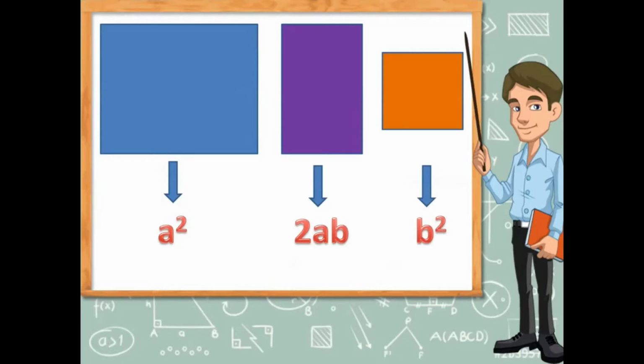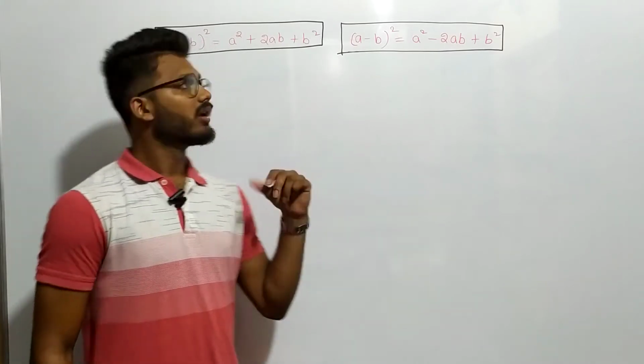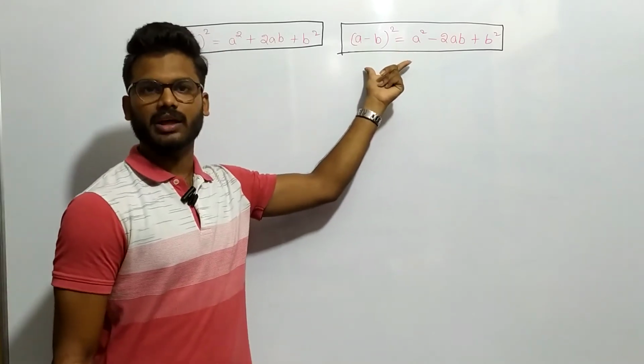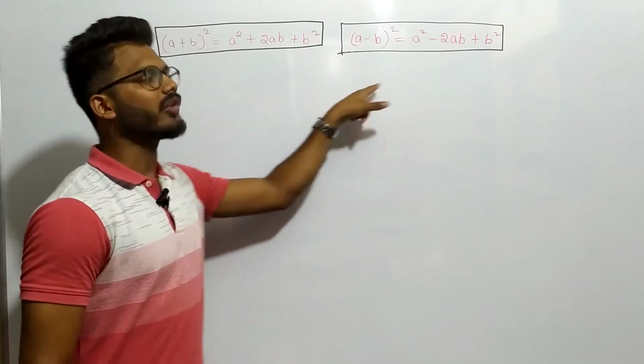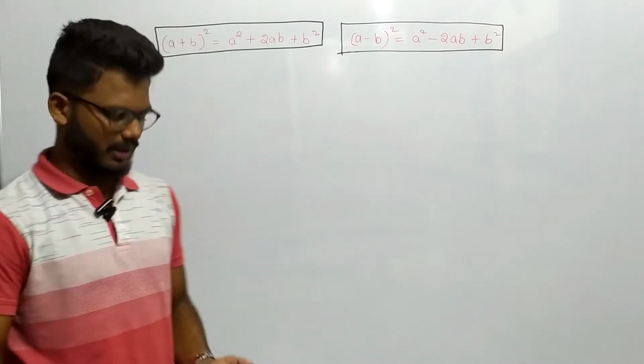In order to find the total area, what do we have to do? I have to add. So the total area will be a square plus 2 times the area of this rectangle, 2ab, plus the area of this square, b square. So finally you will get (a plus b) whole square is equal to a square plus 2ab plus b square. Now see, from the (a plus b) whole square formula you will get (a minus b) whole square. Using these 2 formulas you can derive a few more formulas. See what they are.